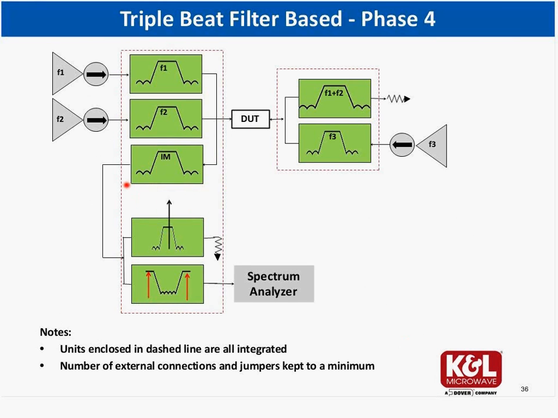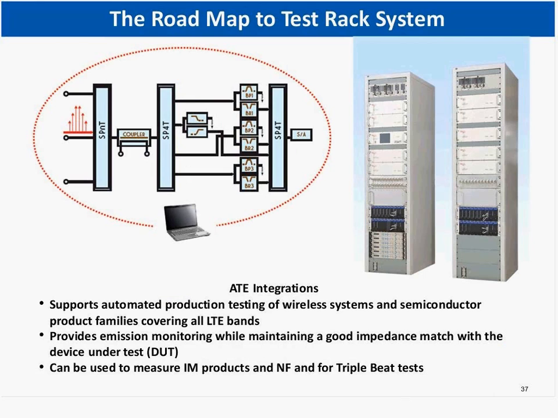And now, as you can see, the flow is maintained. The TX1 and TX2 are terminated here. The jammer goes into the device under test, but before going into the spectrum analyzer, it takes the bypass route, and now it is terminated, and we believe this is the highest dynamic range that you can achieve. Let's switch into the roadmap of a test rack system.